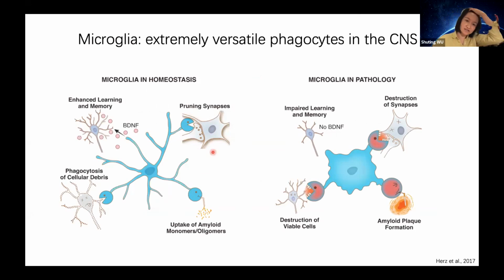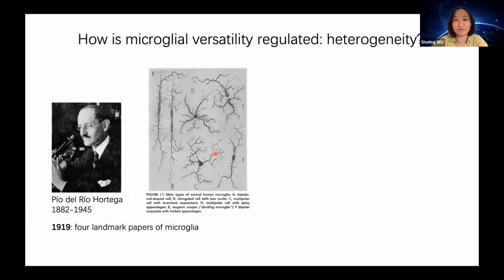So it is not surprising to see that dysregulation of microglia is actively involved in the pathology of neurodegenerative diseases and psychiatric diseases. One problem that has bothered researchers in this field for a long time is how this functional versatility of microglia is regulated.